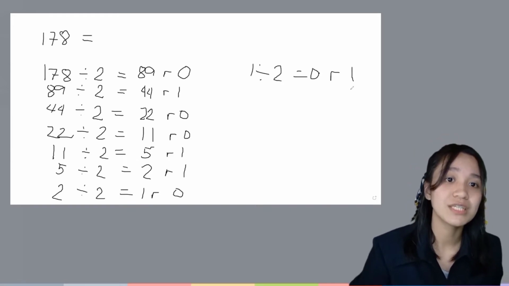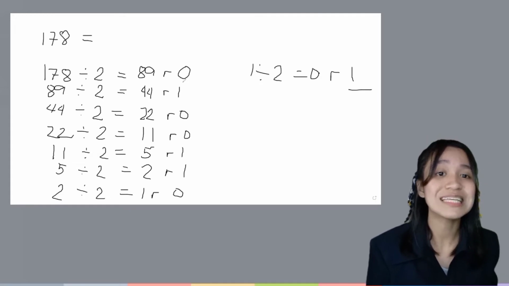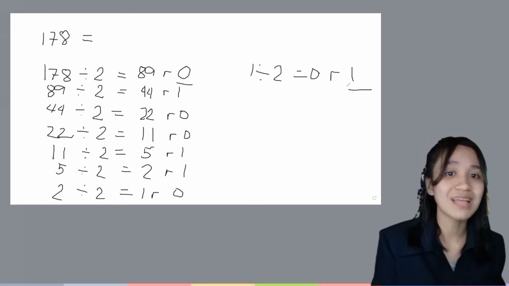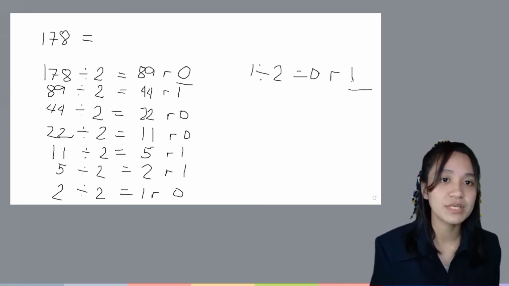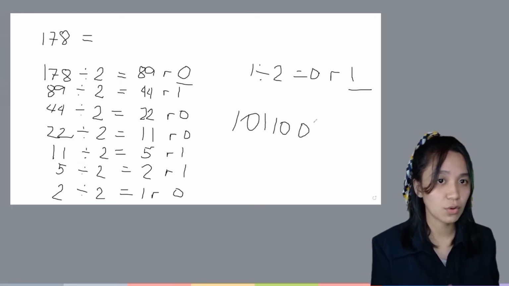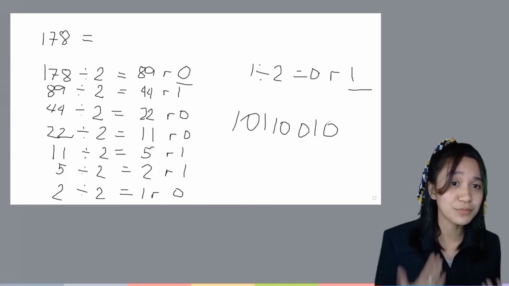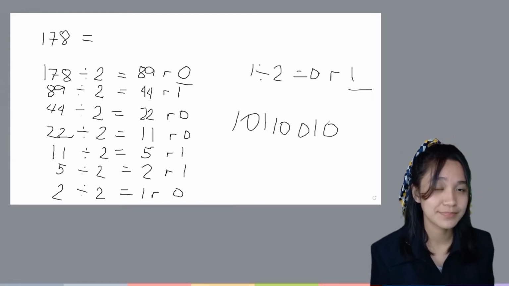So we're going to read it from the most significant bit to the least significant bit, so from the bottom to the top. It's going to be 10110010, which means our answer is correct.